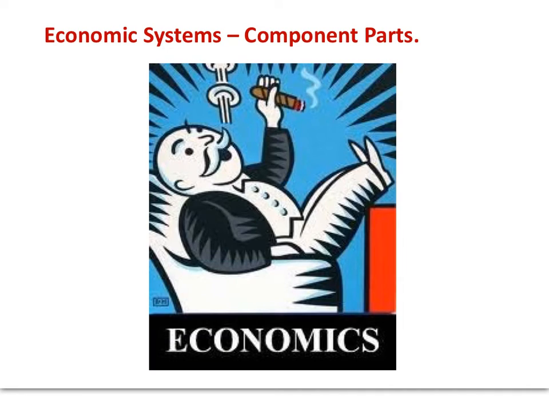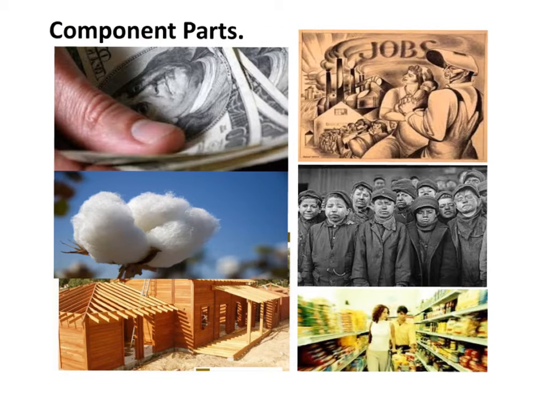Societal systems include economic systems. What are the components of an economic system? The component parts of economic systems would be currency, raw materials like this cotton, products like the lumber used to build this house, jobs, labor, and consumers.